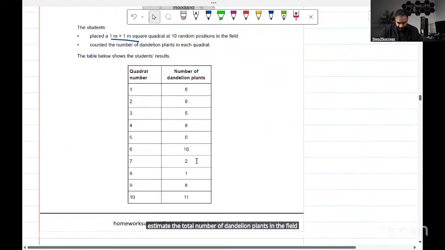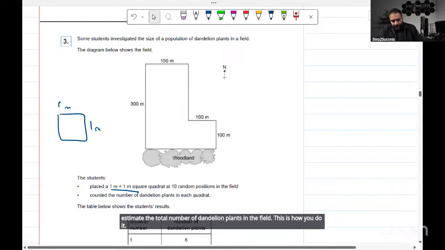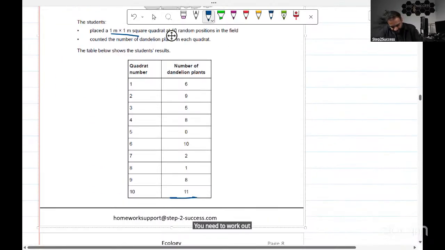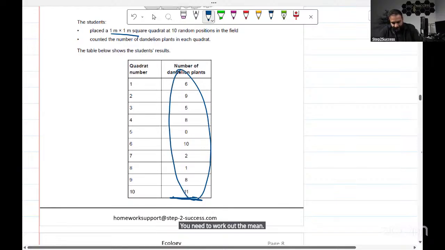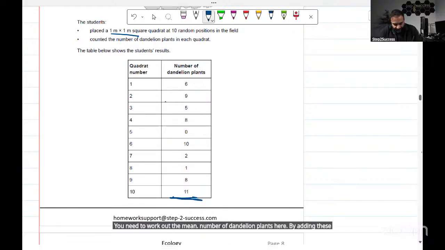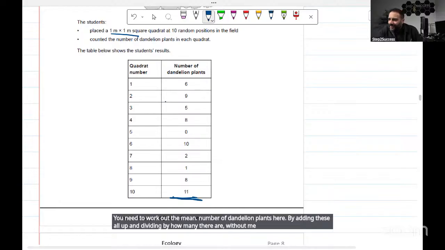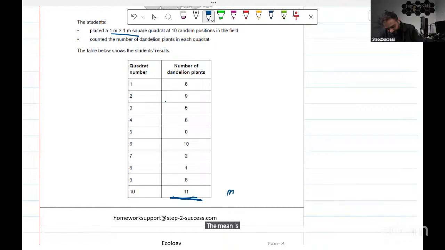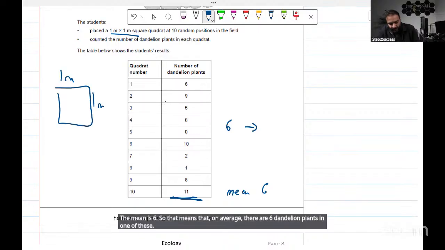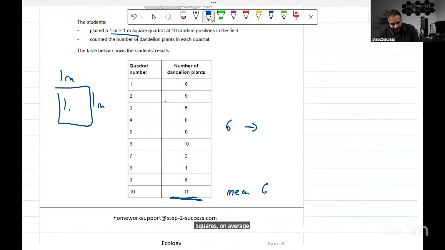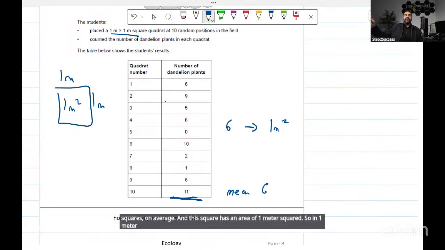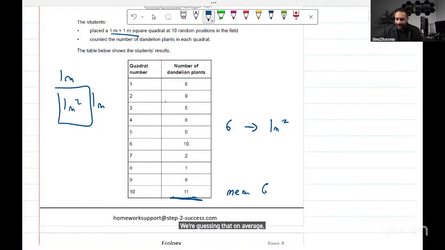Estimate the total number of dandelion plants in the field. This is how you do it. You need to work out the mean number of dandelion plants here by adding these all up and dividing by how many there are. The mean is 6. So that means that on average, there are 6 dandelion plants in one of these squares. And this square has an area of 1 meter squared. So in 1 meter squared of this field, we're guessing that on average, there are 6 dandelions.